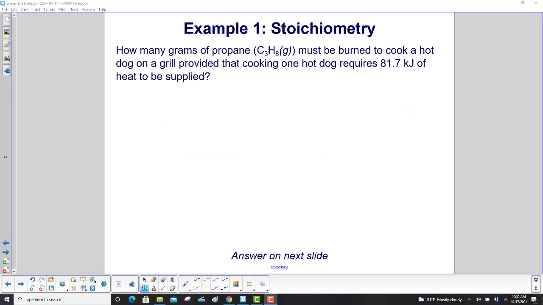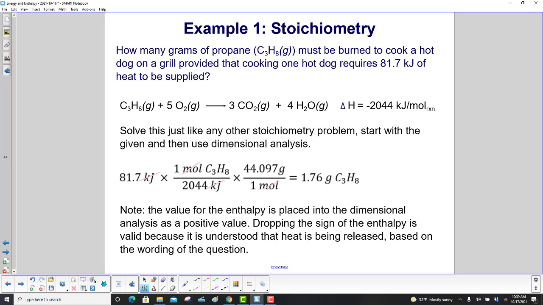How many grams of propane must be burned to cook a hot dog on a grill, provided that cooking 1 hot dog requires 81.7 kilojoules of heat to be supplied? We start with a balanced thermochemical equation, and you solve it just like any other stoichiometry problem. You start with the given. We need 81.7 kilojoules of heat to cook the hot dog, so we put that here. Our equation says that 1 mole of propane releases 2,044 kilojoules. So we put that here, and the kilojoules cancel out.